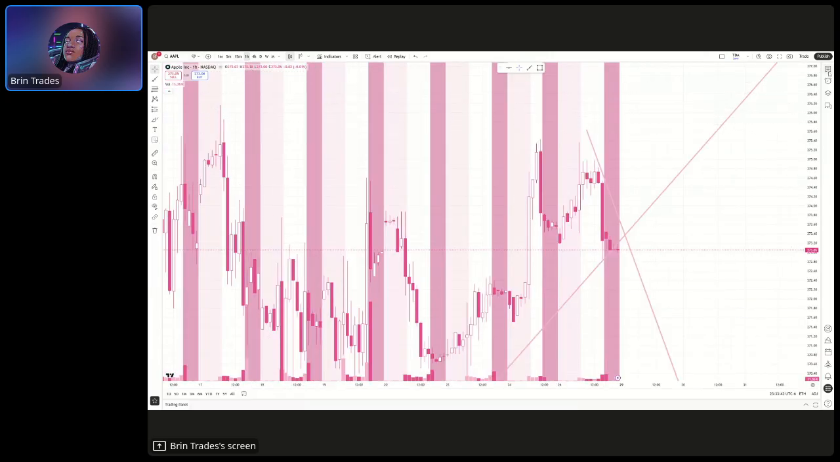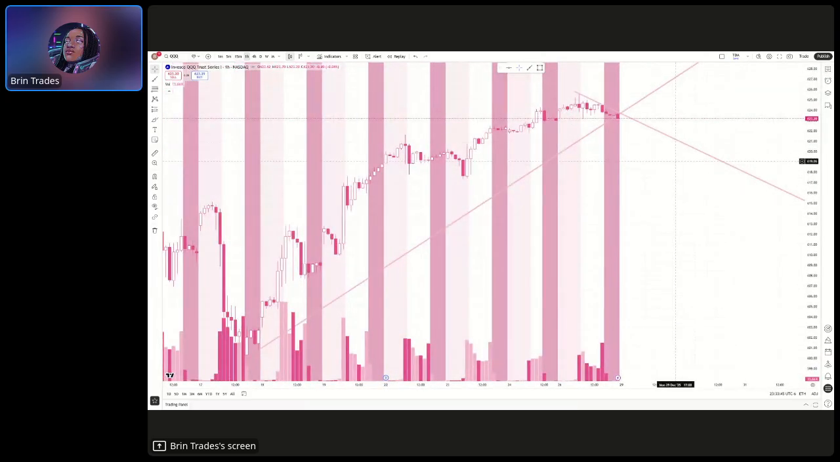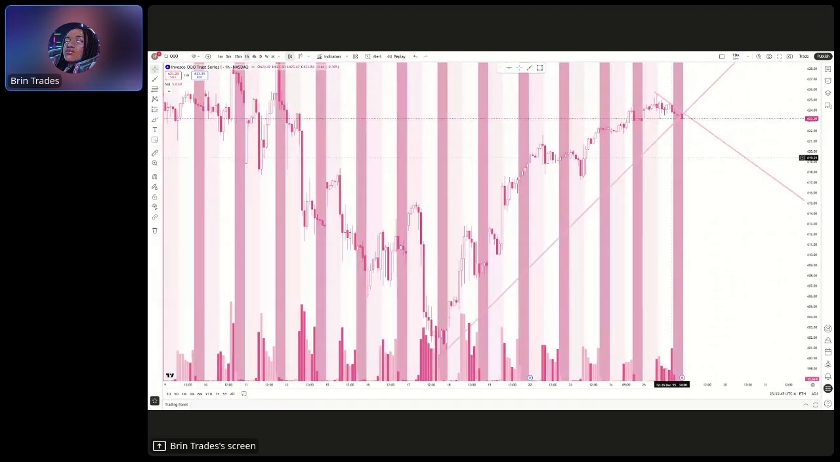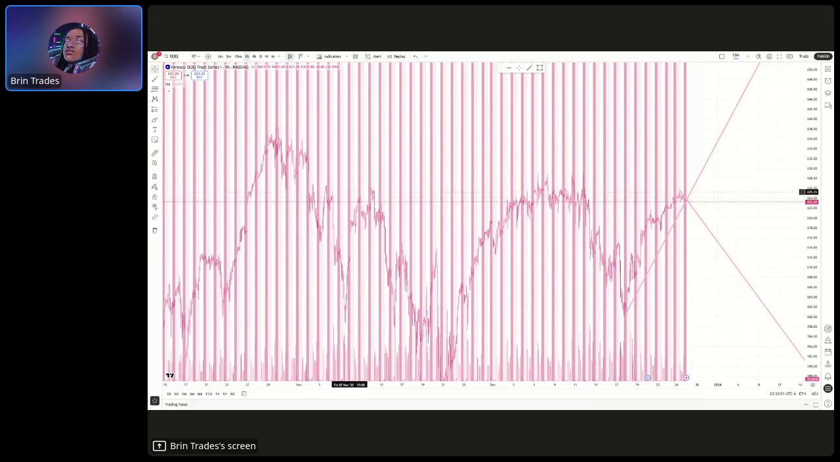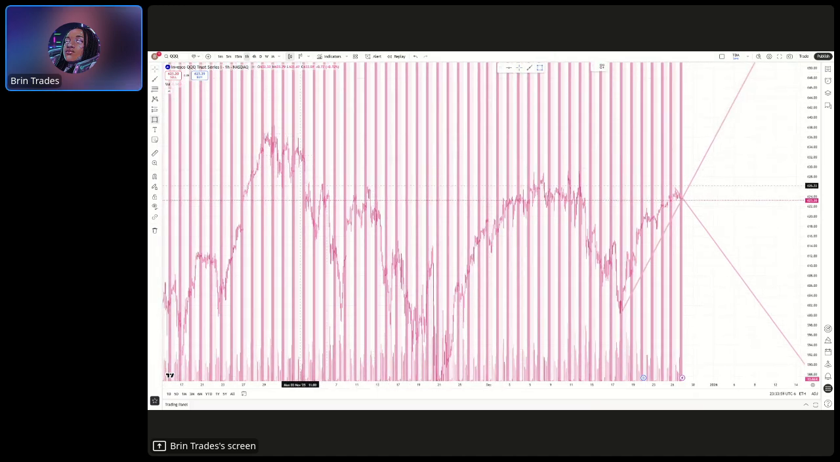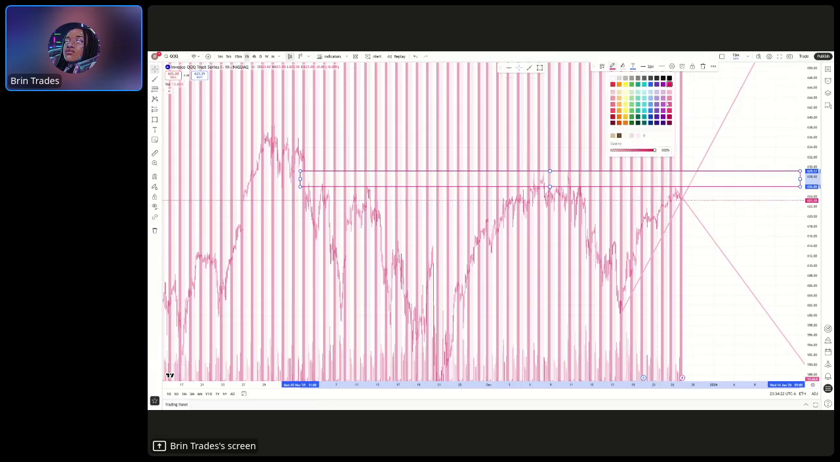You could also look for some support on the hourly to see where price is. So we see over here, price got a little choppy in this zone. And we can actually count this as an area of support. Sorry, an area of resistance. Call the zone an area of resistance. I don't know if I want to make it pink. Let's make it pink.